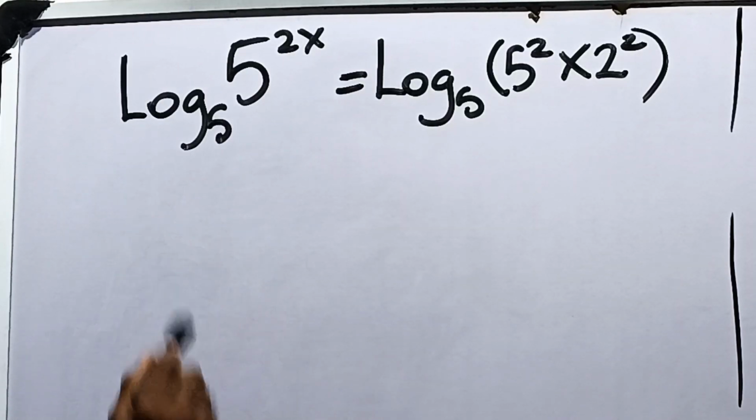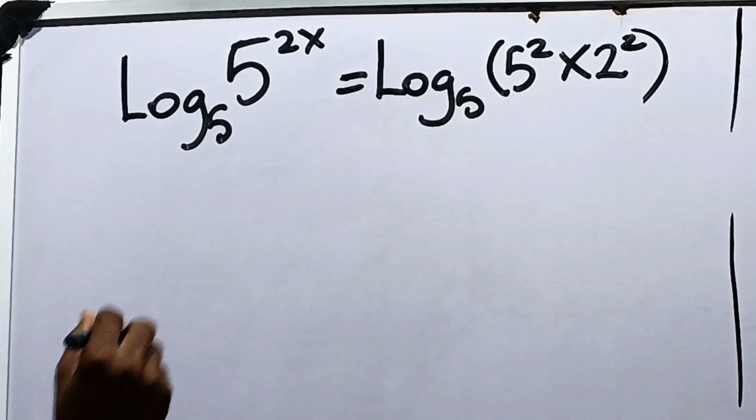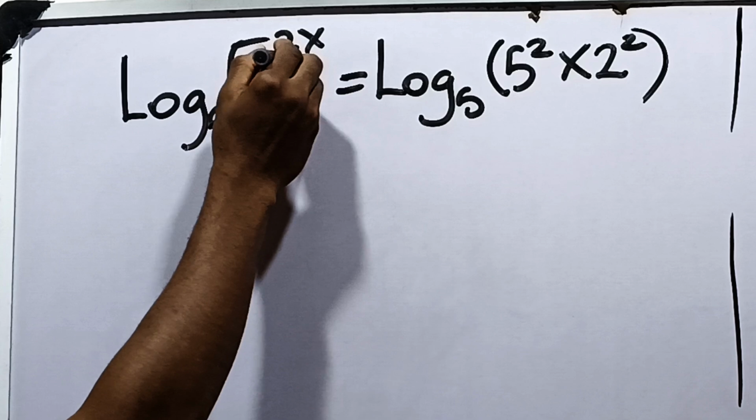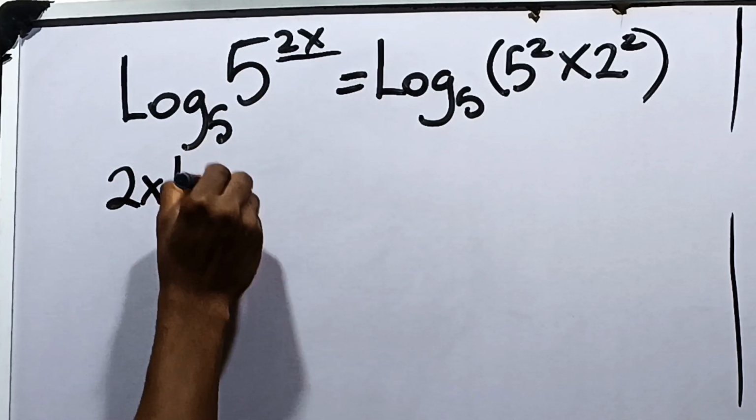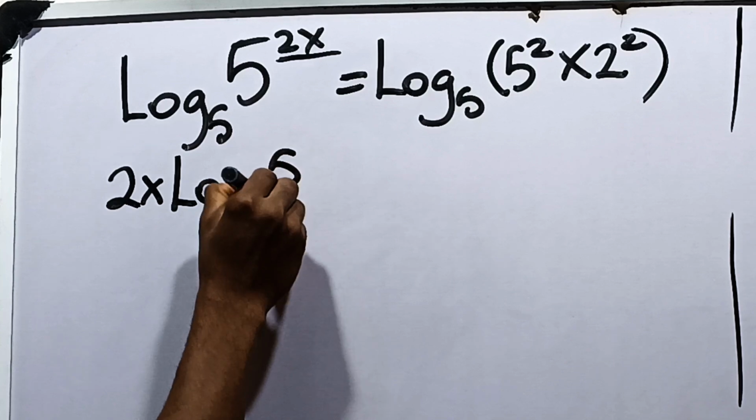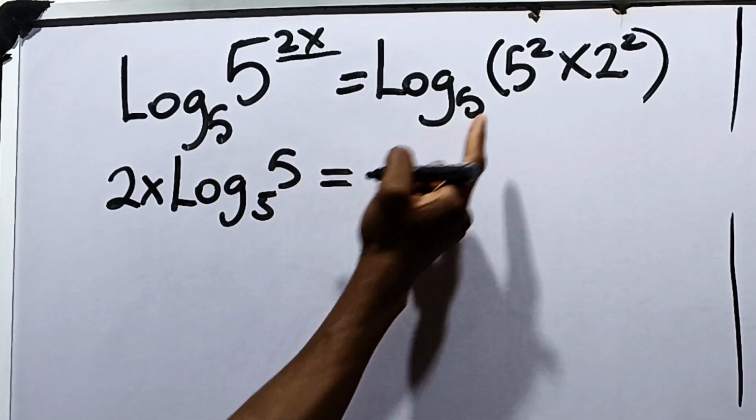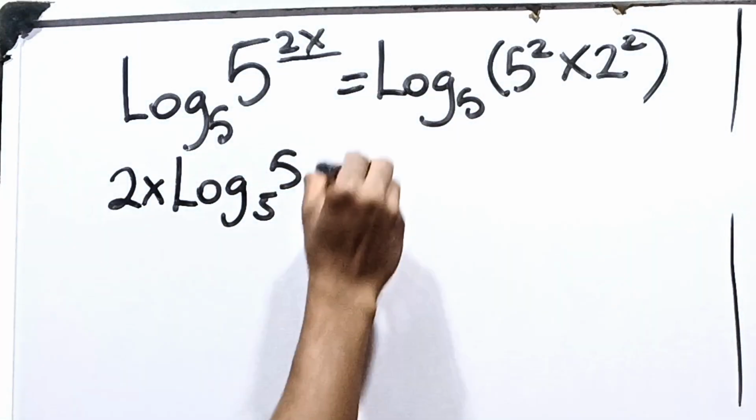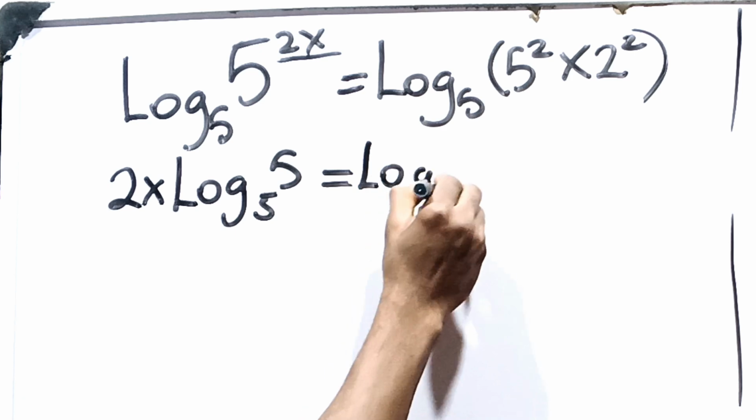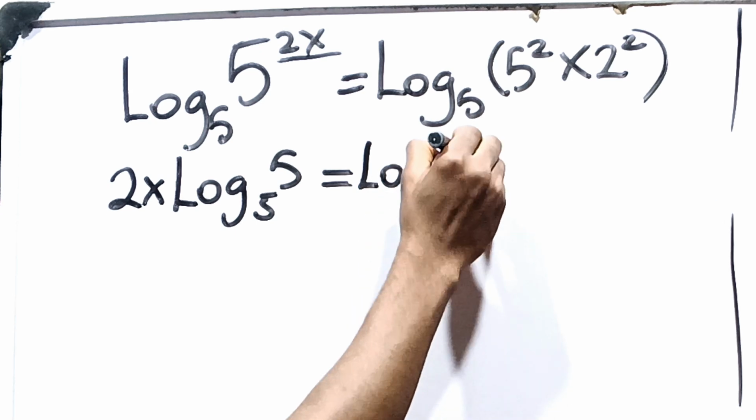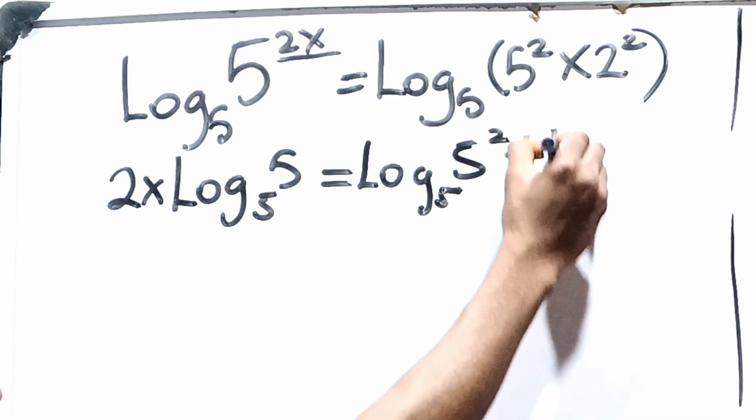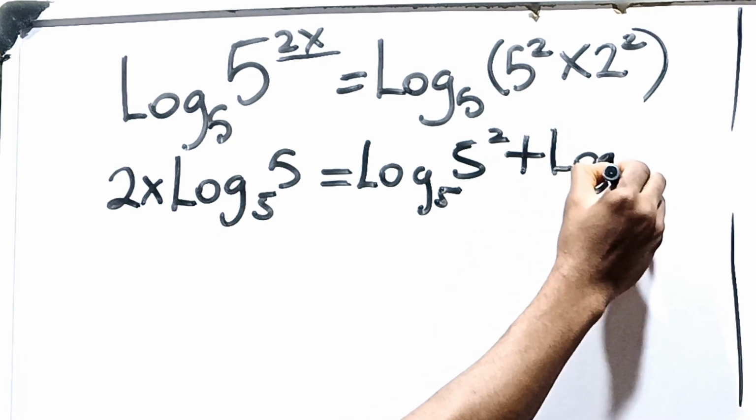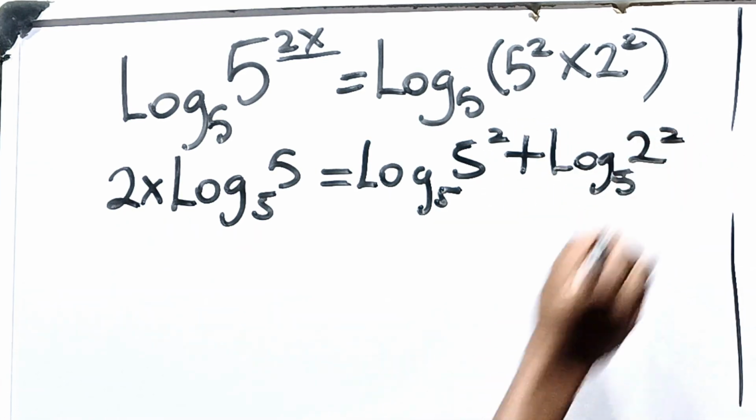Now, moving on from here, we can say that when we have logarithm of a number raised to a power, you multiply that log and that power. So we have 2x multiplied by this log, which is logarithm of 5 to base 5. And this is equal to, now when you have multiplication, you split and add plus. So we're going to have logarithm to base 5 of 5 squared, that is times becomes plus, logarithm in base 5 of 2 squared. Okay.